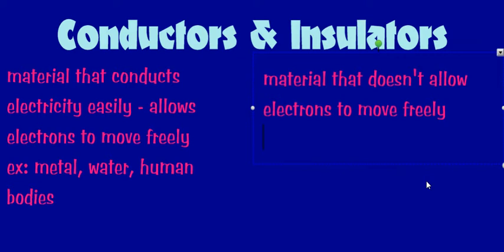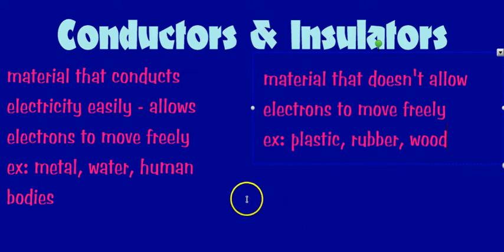Almost anything you can think of that isn't a metal is a good insulator. Some examples of insulators commonly used are plastic or rubber. Wood is a good insulator. Most synthetic materials really are good insulators. They don't allow electrons to move freely.